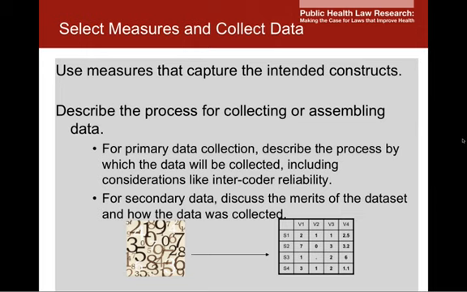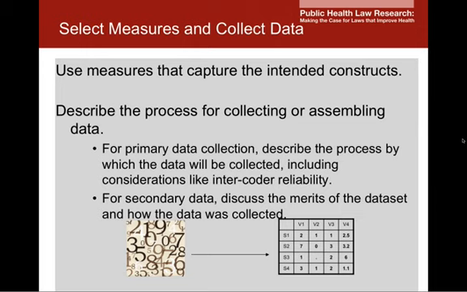When collecting the data, you should develop a protocol that documents how the data will be collected. Again, you can think of this as a blueprint so that other researchers can replicate the process that you used. For primary data collection, describe the process by which the data will be collected, including considerations like intercoder reliability. Will the data be double data entered to eliminate human error in recording? For secondary data, discuss the merits of the data set and how the data was actually collected.